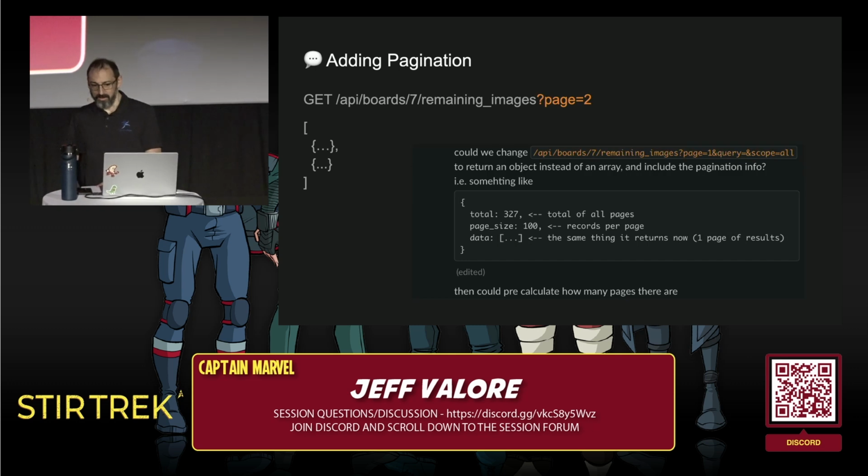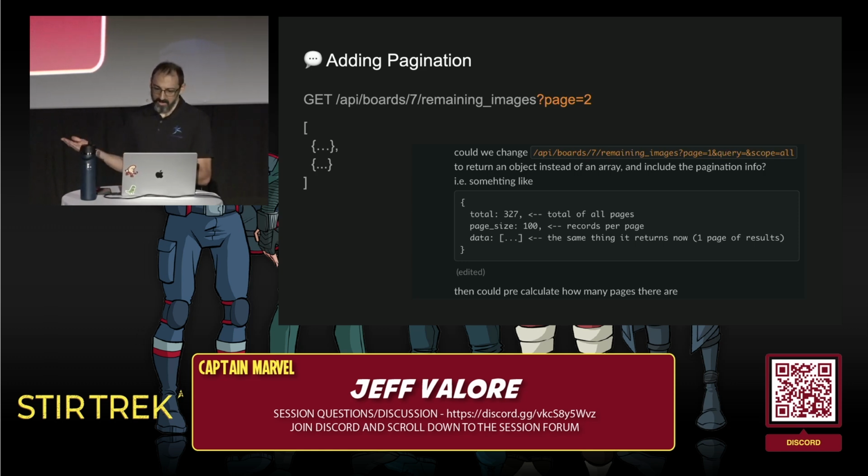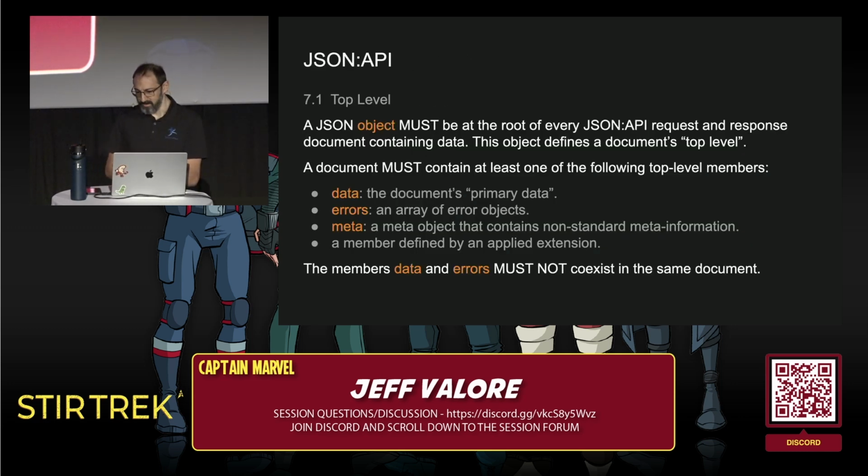So I ended up having to ask for a change. Can we get in some of this pagination data? Which, had it been already returning an object with a data property, would not have been a breaking change, but now we have a breaking change to our API to add pagination. So starting with object is a good way to go.